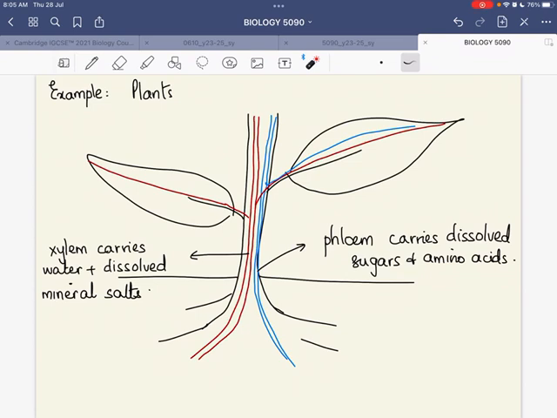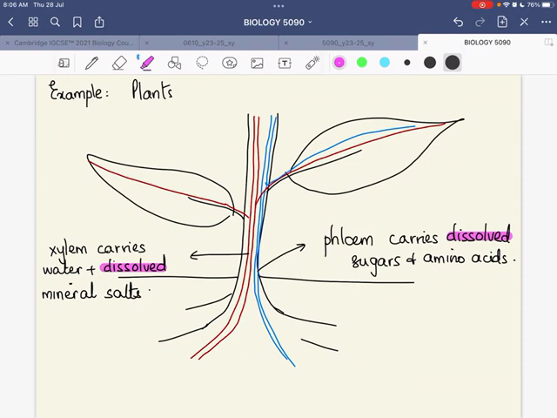Whereas the job of the phloem, which is the vessel that is shown in blue color, is to carry dissolved sugars and amino acids. Now whenever I use the word dissolved, it means that these substances are soluble in water. So it is only because of the presence of water that these mineral salts and sugars and amino acids can be carried to different parts of the plants, and without which the functions of the plants could not be possible.